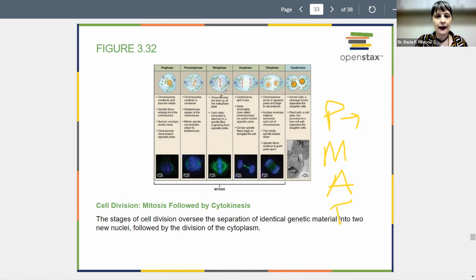Metaphase is right in here, and metaphase is when the chromosomes within the cell come to the equator, to the center. So chromosomes move to center, okay, meaning the equator. All right, so prophase, we had nuclear envelope breakdown.